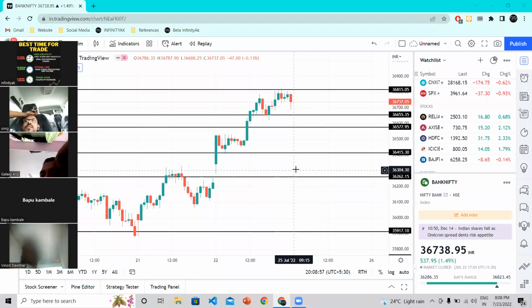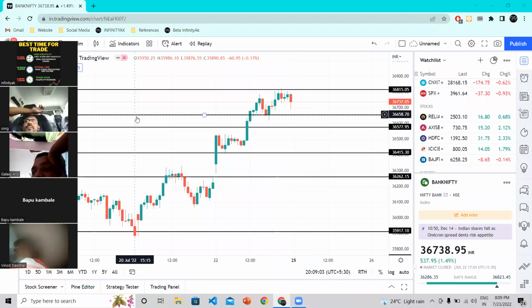Good evening, guys. Let's start our session with the explanation of stop loss hunting. For that, first of all, we need to use the 15 minutes time frame.